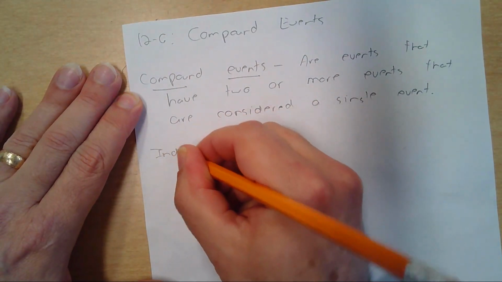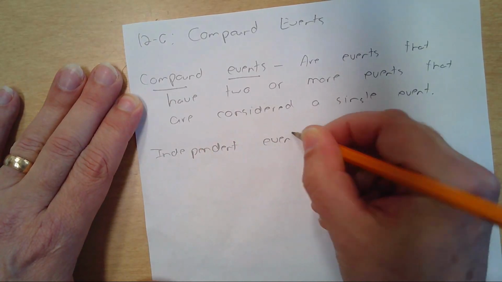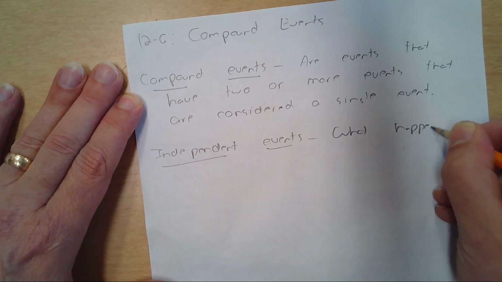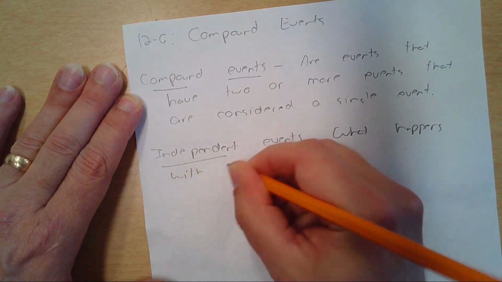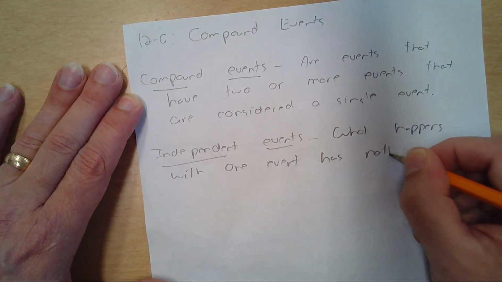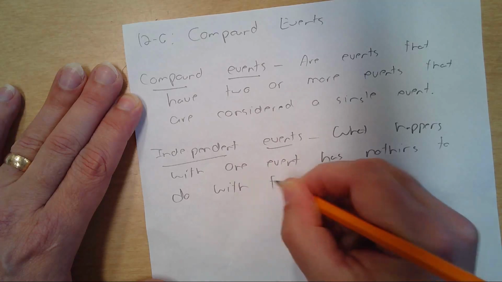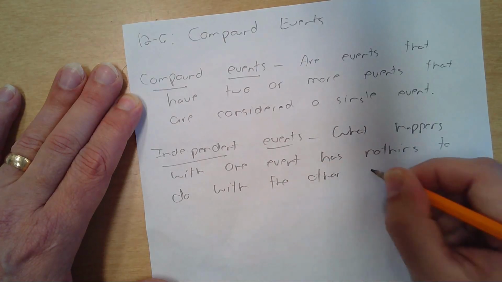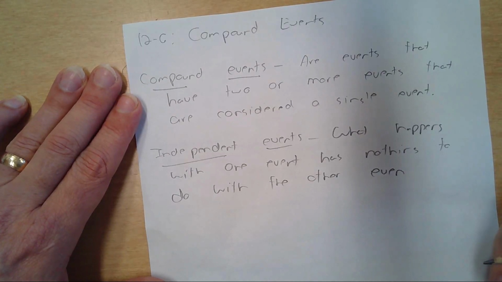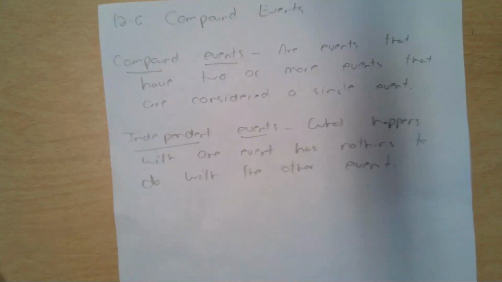So independent events: what happens with one event has nothing to do with the other event. How would the book say it? The occurrence of one event does not affect the probability or likelihood that the other event will occur. I like my definition better.